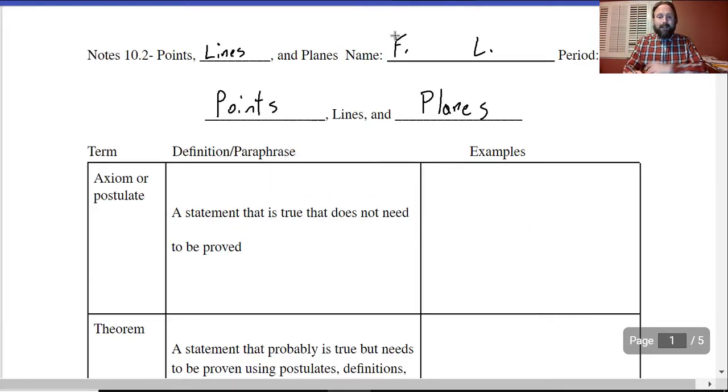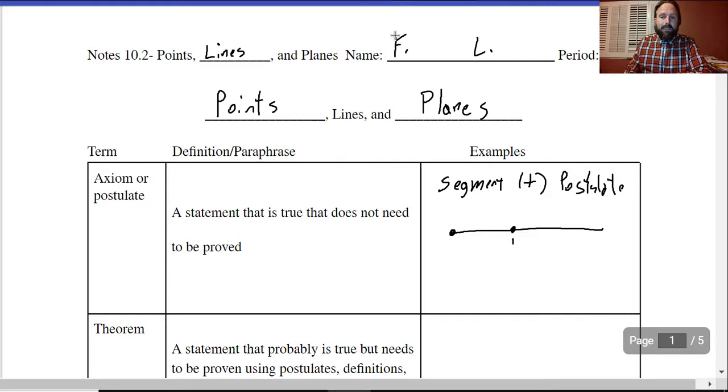So, for example, a postulate. We have the segment addition postulate right here. That's if we have a line with points A, B, and C. Let's say that's 4 and that's 10. AB plus BC will equal line segment AC. So 4 plus 10 equals 14. We don't need to prove that. We understand that this plus this is equal to the whole thing. So that's a postulate.